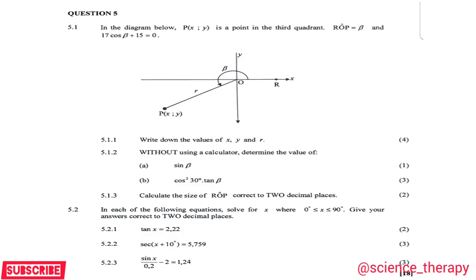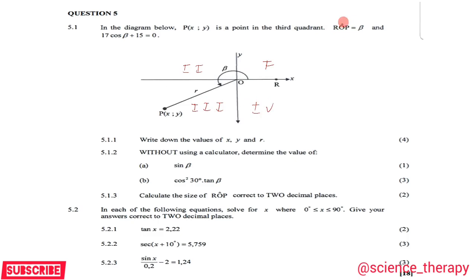It says in the diagram below, P with the coordinates (x, y) is a point in the third quadrant. So as we can see there, we have the first quadrant. This is the second quadrant. And then the third quadrant, this is where we have our drawing there. And this one, of course, is the fourth quadrant.